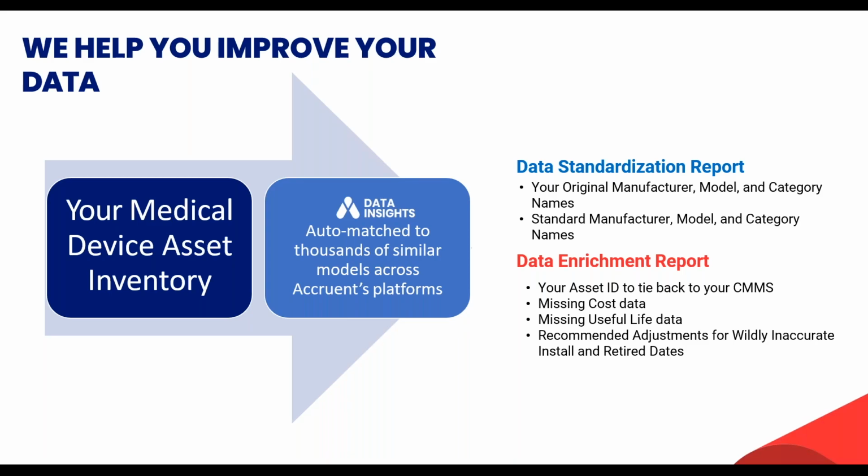We're going to do some scrubbing of your data, standardize what you gave us for your manufacturer, model, and category names, and we're going to give you suggestions back on how you can improve and standardize that. Then we'll take that and compare it against what's in Data Insights to give you suggestions on how you can improve your data within your system, but we'll also give you some missing fields that you might have, like what's the original cost?